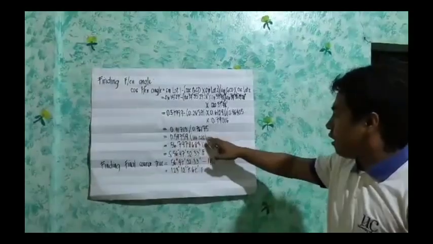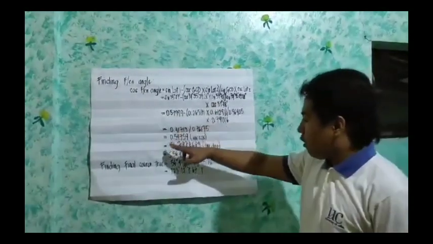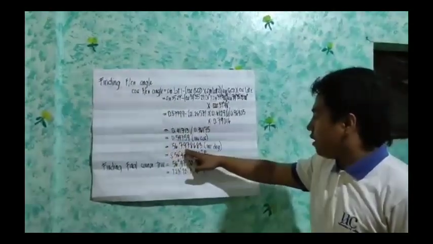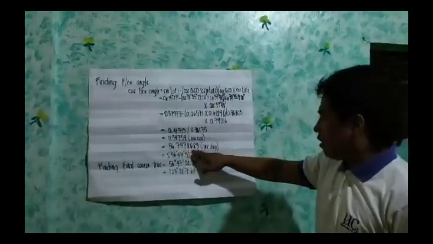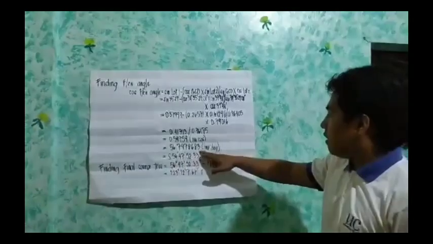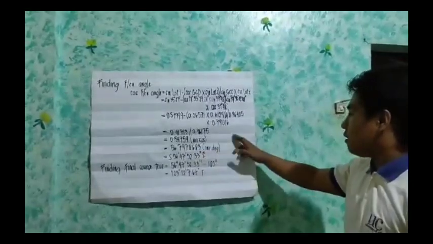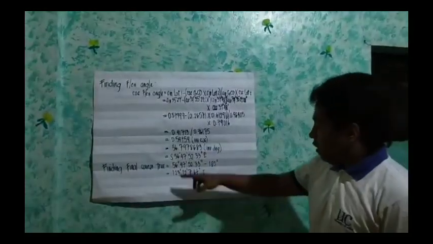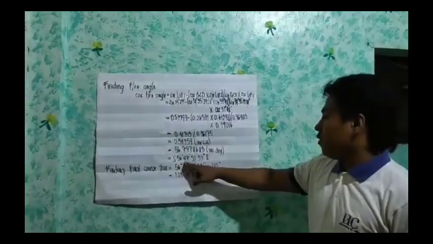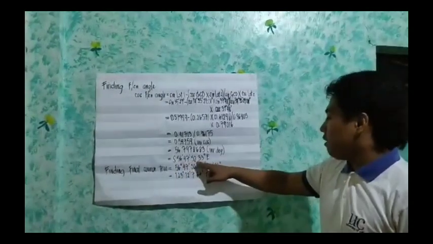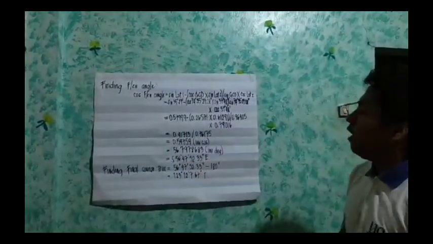The answer will be 0.54759. Then inverse cosine of that equals 56.7978683. Then inverse degrees. Then the answer will be south 56 degrees and 47 minutes 52.33 seconds east. So that will be the final course angle.